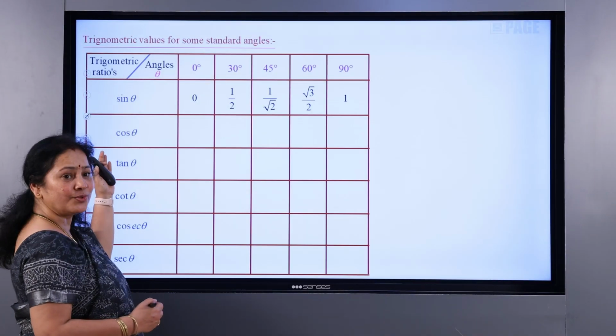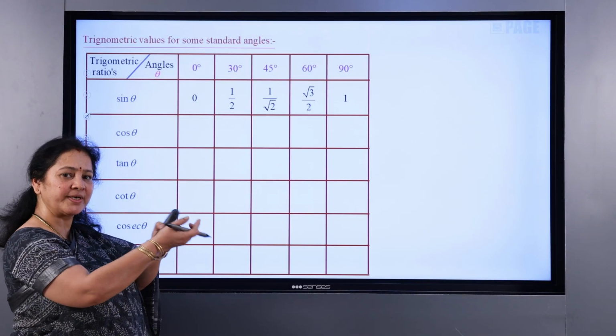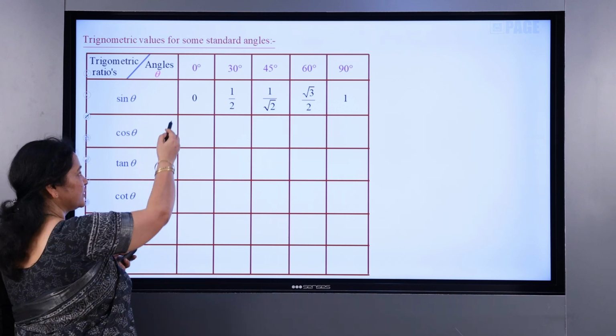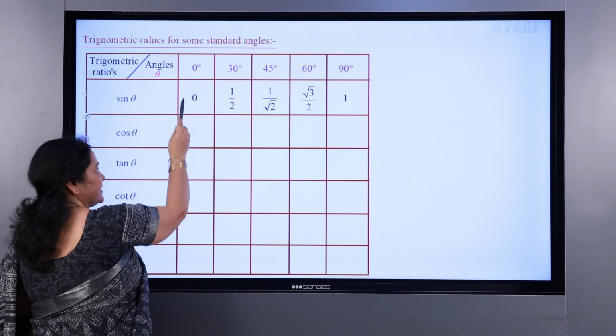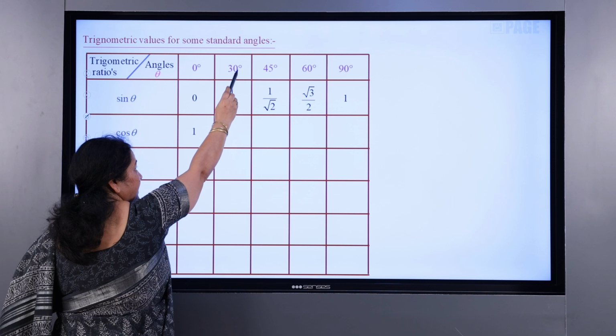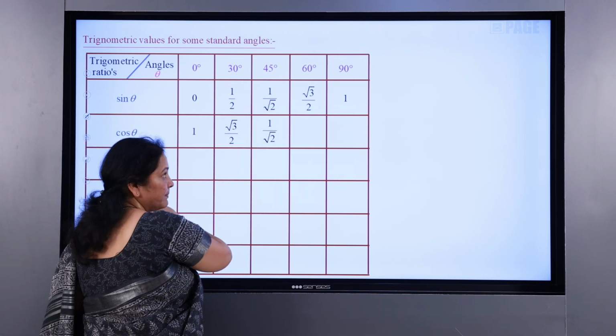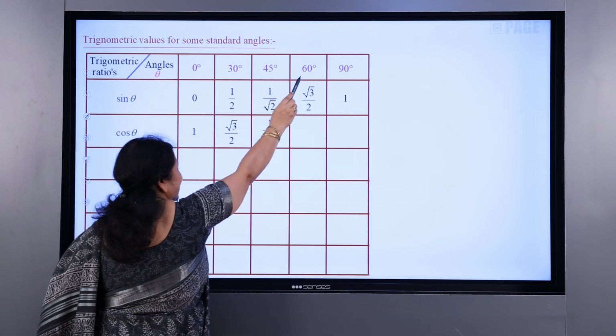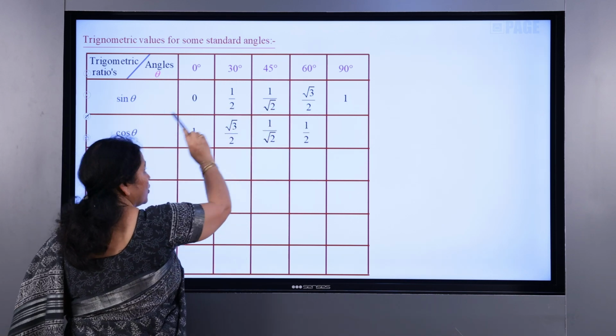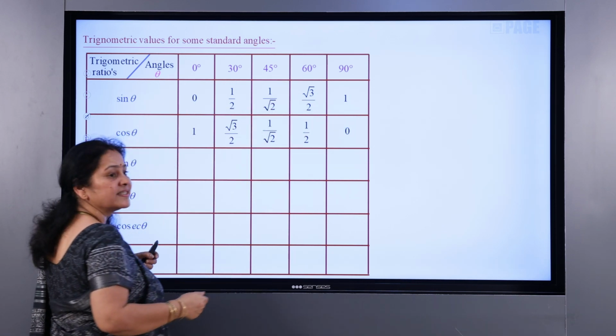Now let's look into the values of cos theta. We just write it in the reverse order. So let's go. Cos 0 degrees is 1. Cos 30 degrees is root 3 by 2. Cos 45 degrees is 1 by root 2. Cos 60 degrees is 1 by 2. Cos 90 degrees is 0.